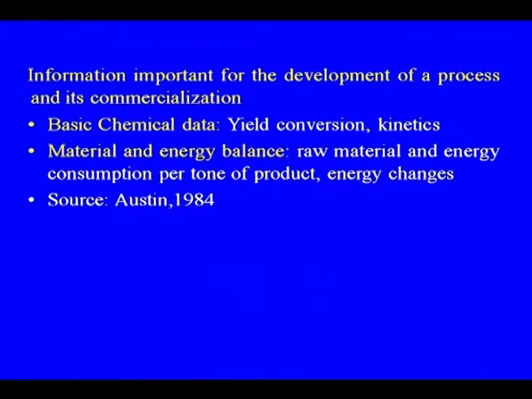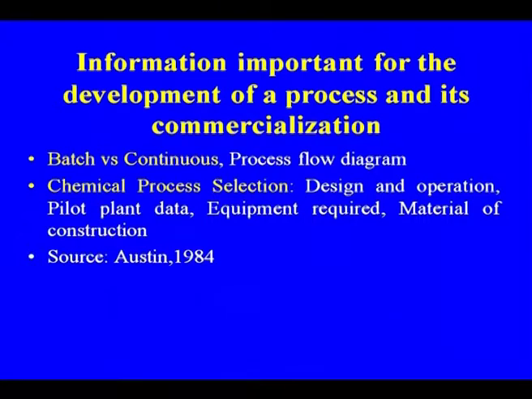Information important for the development of a process and its commercialization: the basic chemical data, yield, conversion, kinetics, material and energy balance, raw material and energy consumption per ton of the product, energy changes. Also important: batch or continuous process, chemical process selection, design and operation, pilot plant data, equipment required, material of construction.